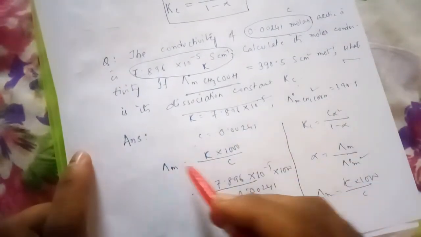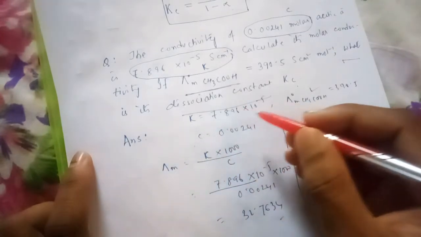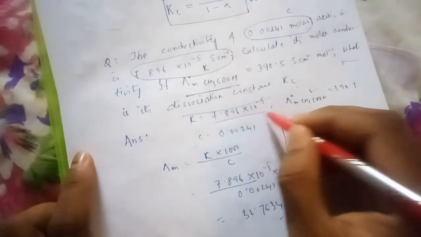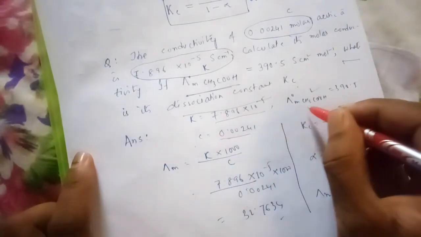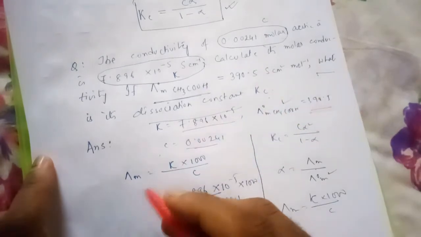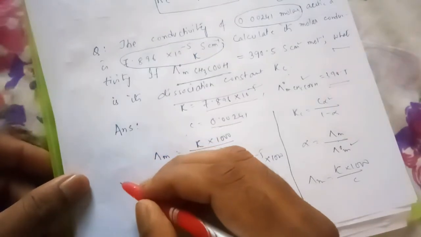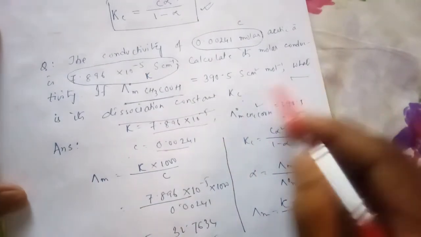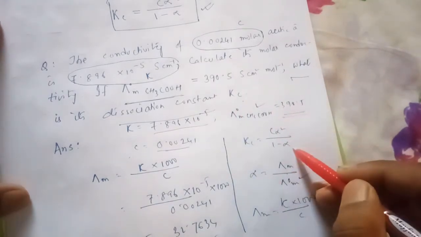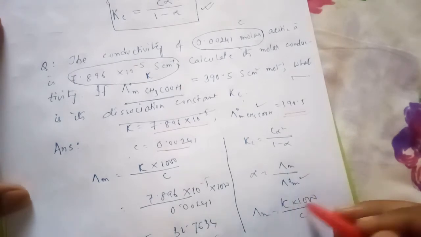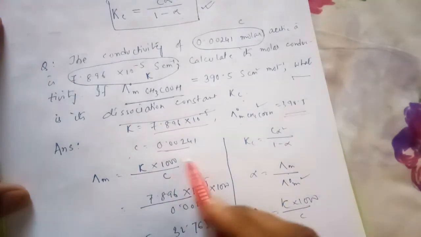Now the answer is that we have the value of kappa, 7.896 into 10 to the power minus 5. The value of C is there. Lambda m naught for CH3COOH is 390.5, is also there. Now first of all, if I want to find Kc, we require C alpha square. What is the dissociation constant Kc? Kc is C alpha square by 1 minus alpha, but alpha is lambda m by lambda m naught, and lambda m is equal to kappa into 1000 by C. So lambda m equals kappa into 1000 by C.